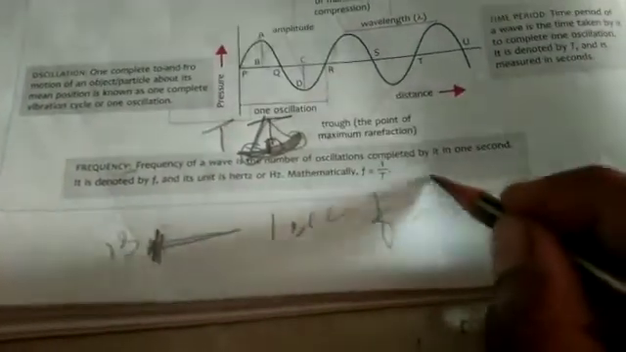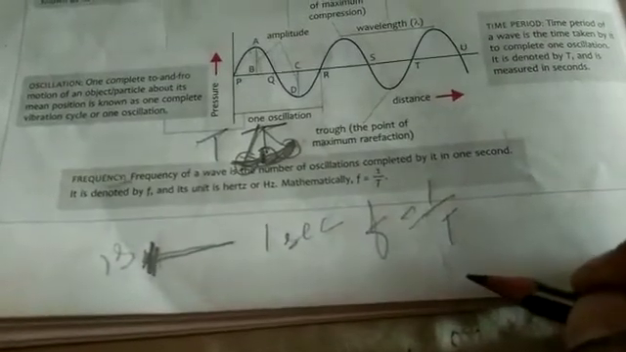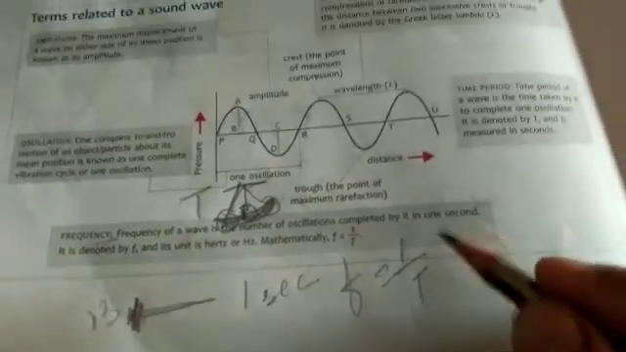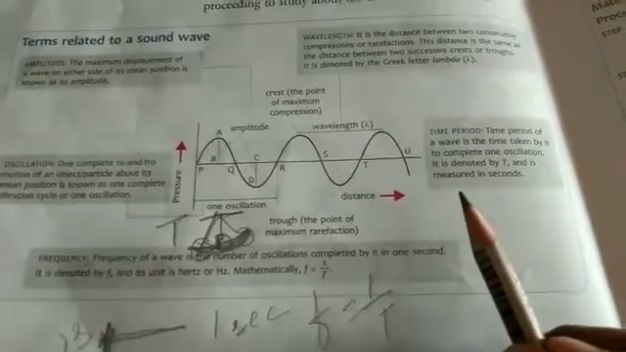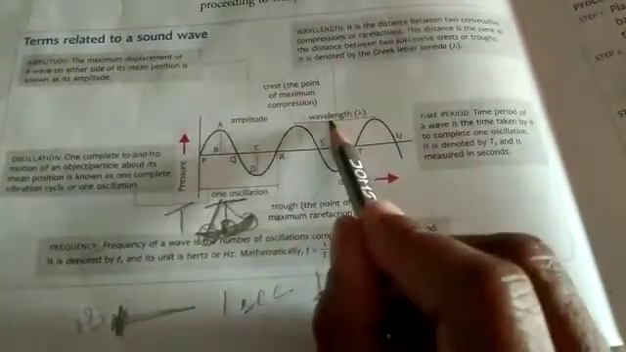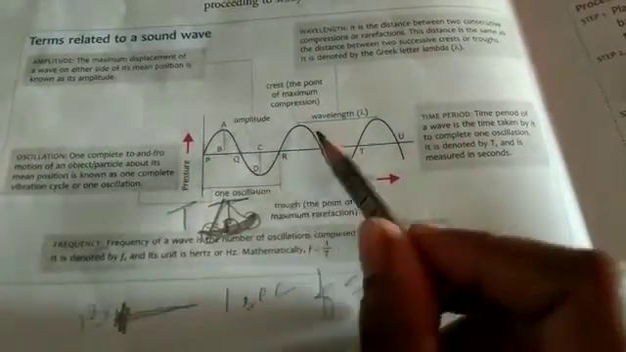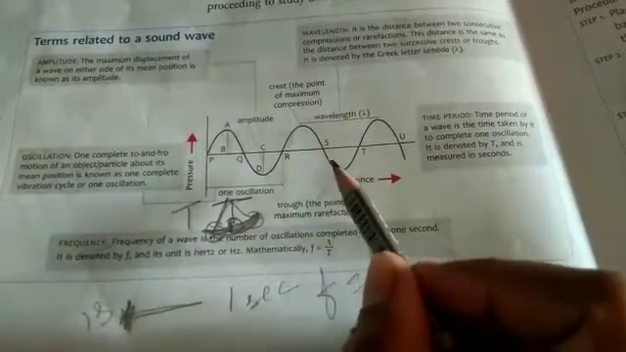So, small f is inversely proportional to the time period. So, these are the terms related to sound waves. To describe a sound wave: amplitude, wavelength, oscillation, time period, frequency, crest and trough, compression and rarefaction.